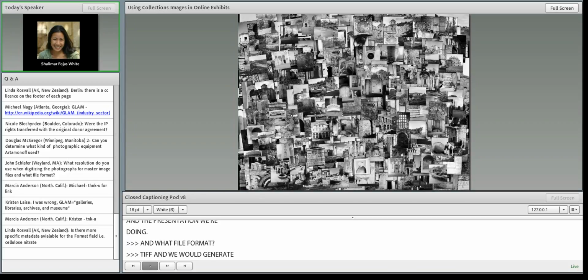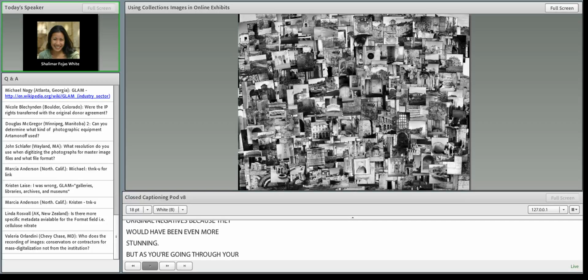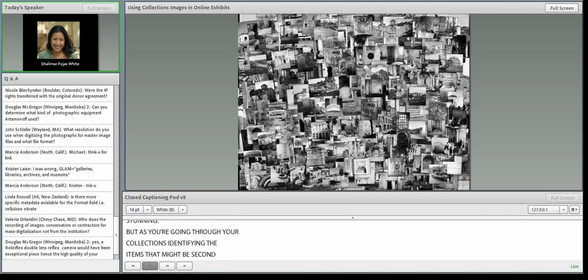And this is an interesting thing for those of you that have photographic collections that you're going through. There was that point in the 80s when basically everybody was reformatting nitrates to safety. So Artamonoff fell into that category. The images that you see here were actually scanned from the safety negatives, which had been created from the original nitrates. One of the things that we really do regret is that we haven't been able to handle the original negatives, because they would have been even more stunning. But as you're going through your collections, identifying the items that might be second generation is also really useful when you're trying to think about what these images actually are.